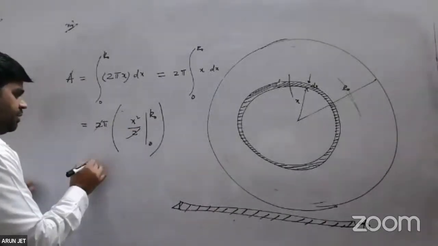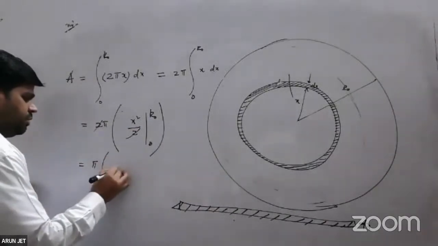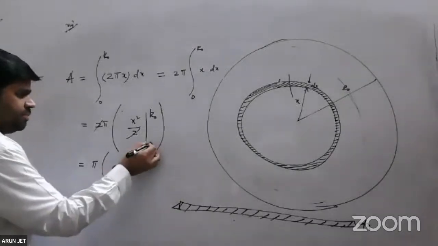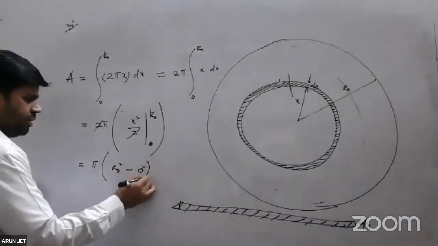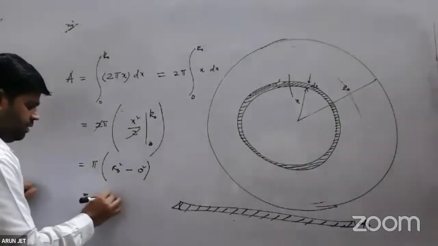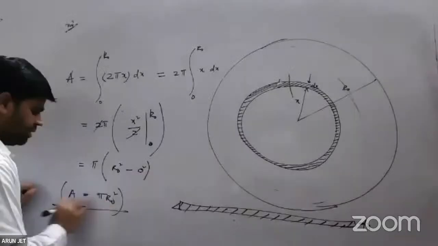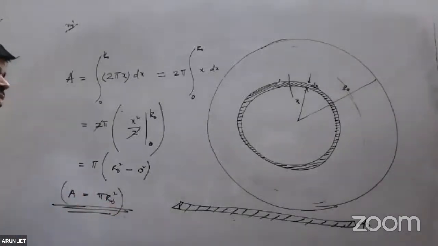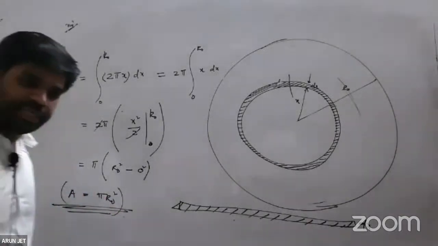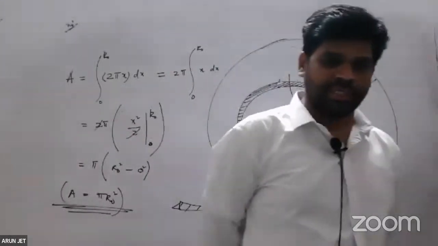Correct. Good. So pi into R naught square minus, I substitute the lower limit, 0 square, which is nothing but 0. So I get pi R naught square, the area of the circle. That's how I get the area of the circle. All right. So using integrals itself, we have derived the area of the circle.